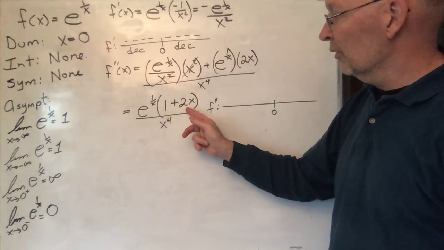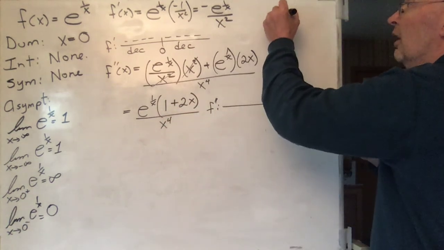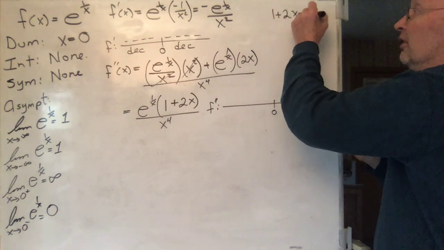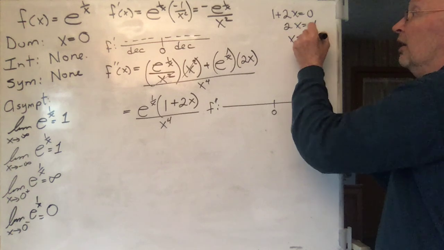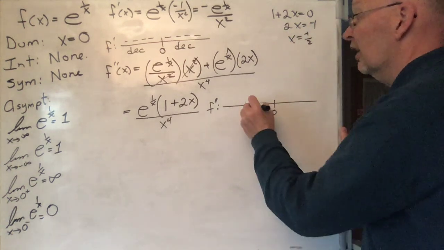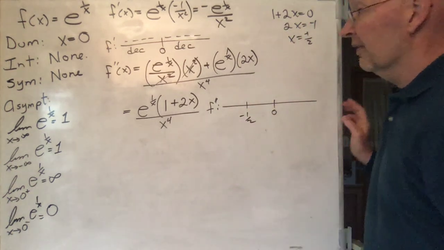This will be 0. Can you do it in your head? Well, I can do it up here real quick. 1 plus 2x is equal to 0. 2x is equal, of course, to negative 1. X is equal to negative 1/2. So here you are at negative 1/2.